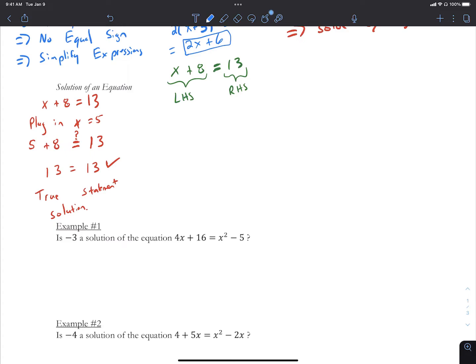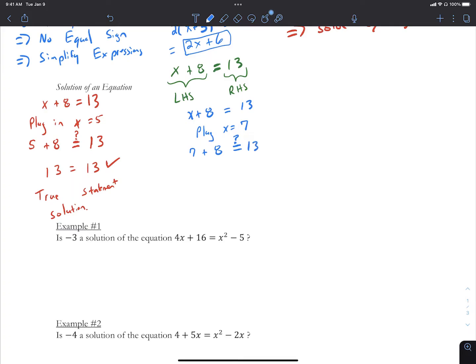Right? So let's try another one. If I have the equation x plus 8 equals 13, let's say I want to see if x equals 7 is a solution to this equation. What I would do is the same thing. I'm going to replace the x with the 7, and I'm going to put a question mark above the equal sign, because I'm testing if they're equal.